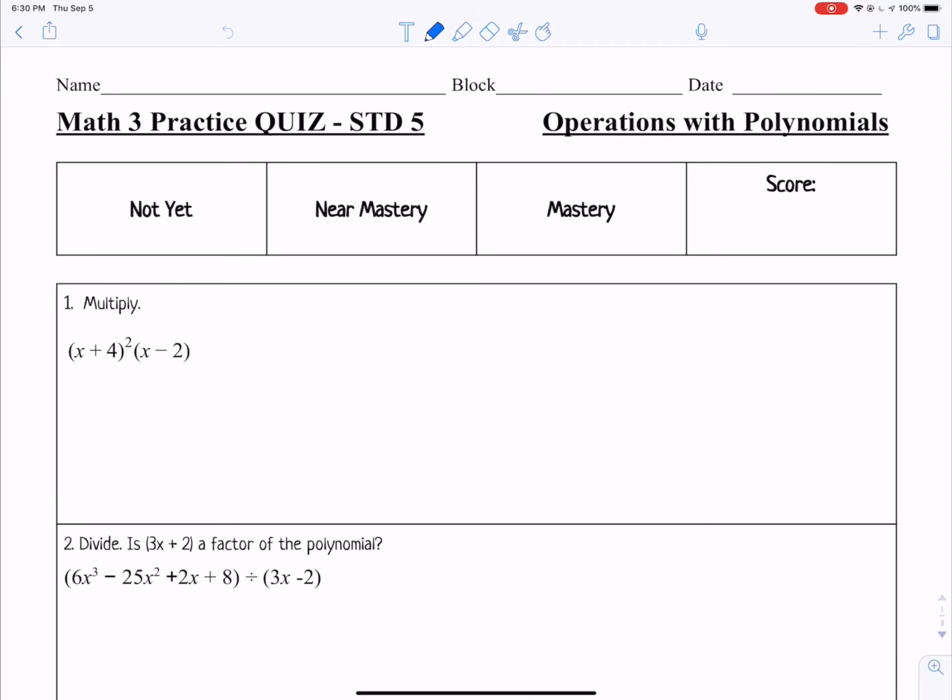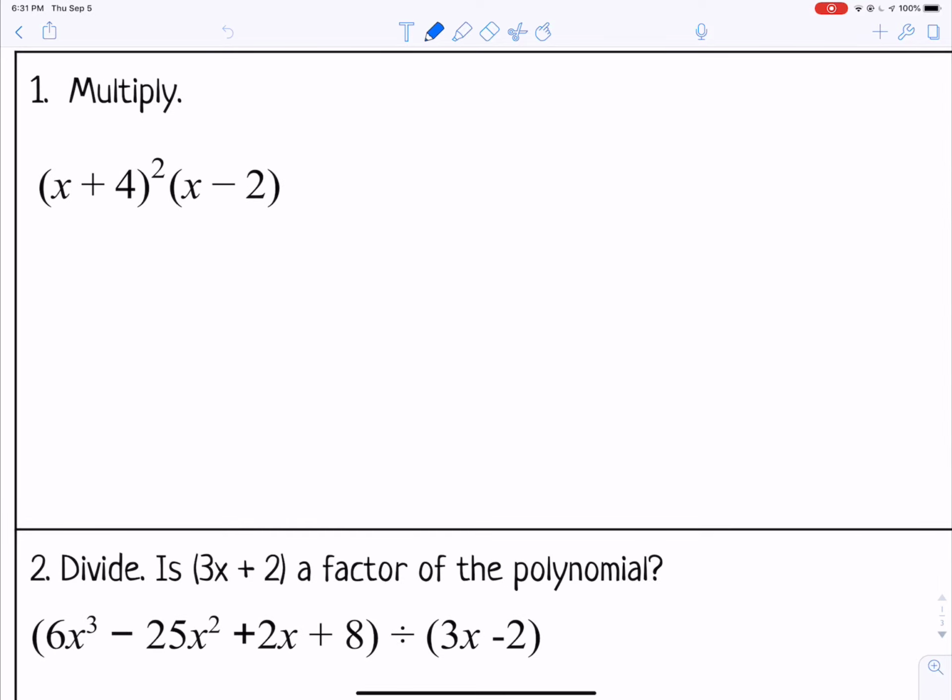Video, we're going to take a look at the practice quiz for Standard 5 on operations with polynomials. For number 1, you're asked to multiply some polynomials together. When we look at this problem, we see this 2 right here. Remember, the 2 means that you have to multiply x plus 4 by itself because it is squared. And then you also have the x minus 2. So now all 3 of these binomials are being multiplied together.